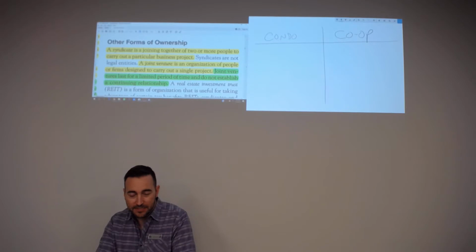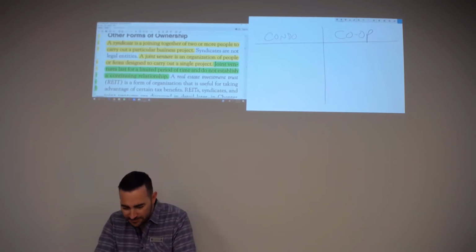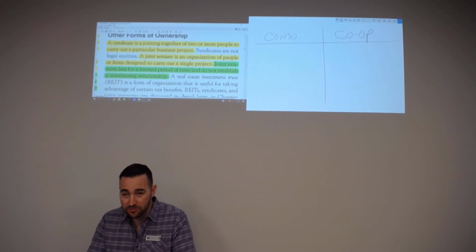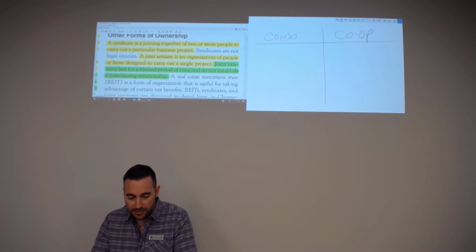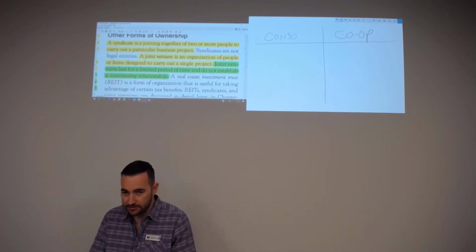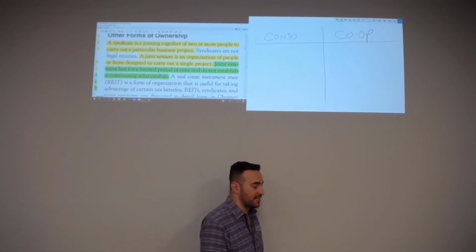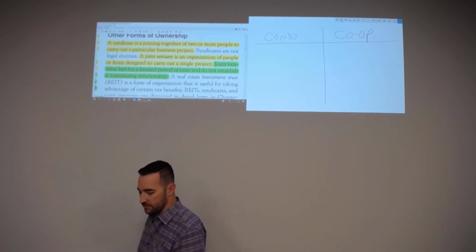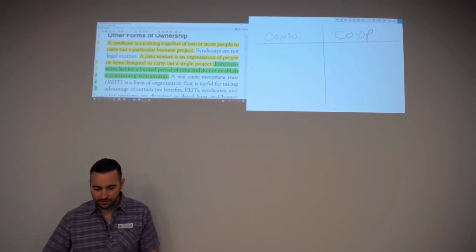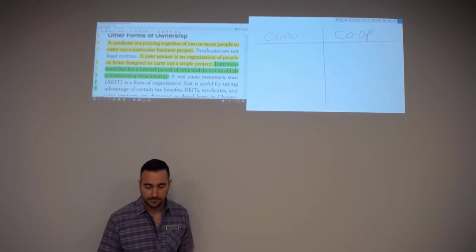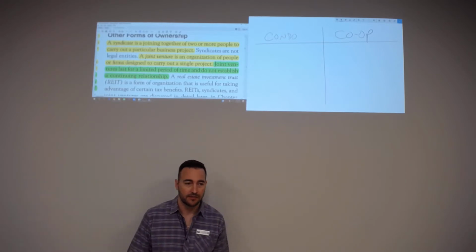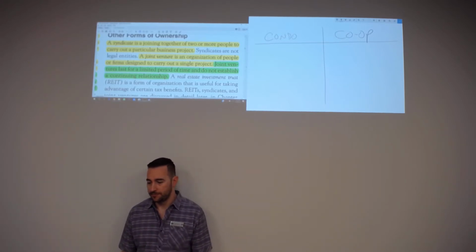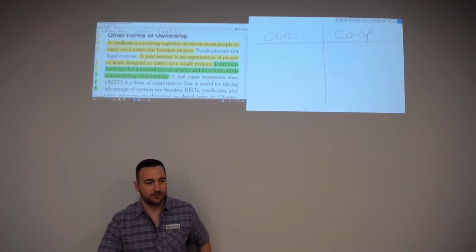Syndicates. A syndicate is a joining together of two or more people to carry out a particular business project. Then we have joint ventures. A joint venture is an organization of people or firms designed to carry out a single project. The biggest difference between these is that a joint venture, please highlight, underline, put stars, lasts for a limited period of time, and does not establish a continuing relationship. So joint venture, short period of time, not intended for long term. That will possibly be the answer in the exam.